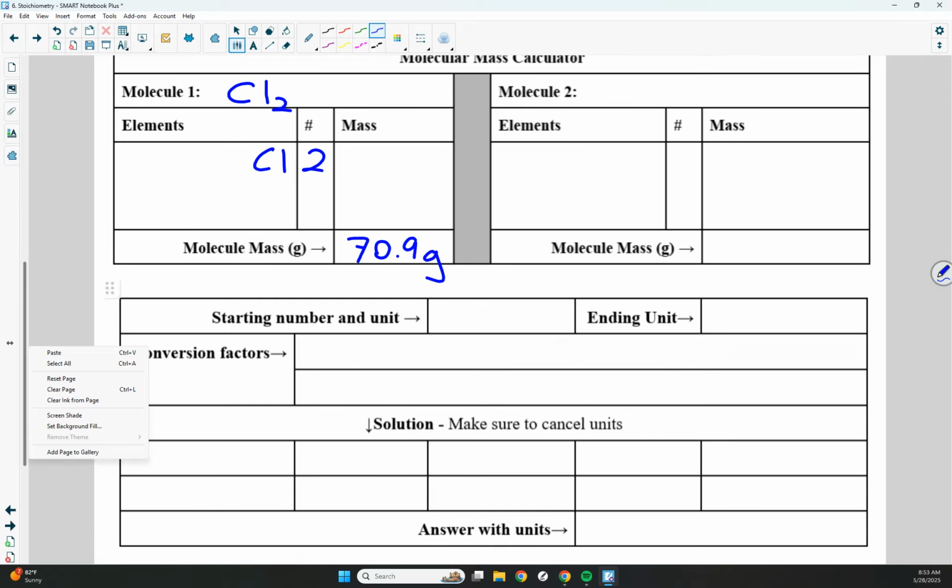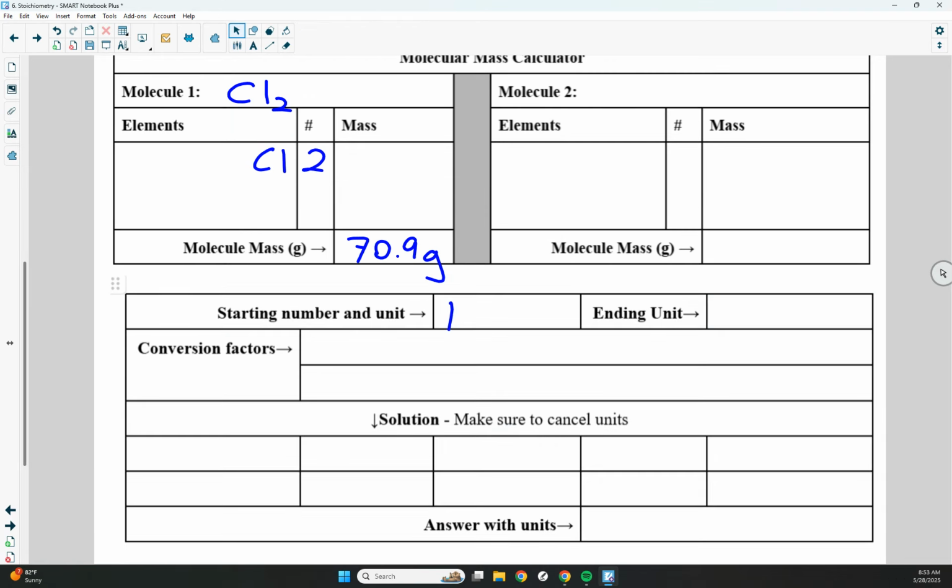Our starting number and unit was 1.48 grams, and that's again of chlorine. What we're trying to figure out is how much heat is released. So that is going to be our ending unit. And actually, the ending unit, heat is not the unit. The unit is going to be kilojoules, so we'll put that in there.